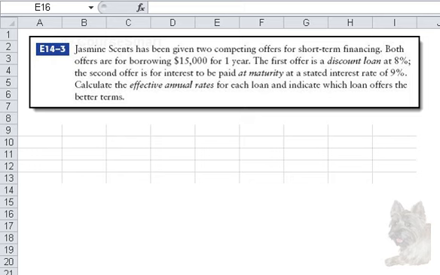Okay, let's take a look at E14-3. Jasmine Sense has been given two competing offers for short-term financing. Both offers are for borrowing $15,000 for 1 year.